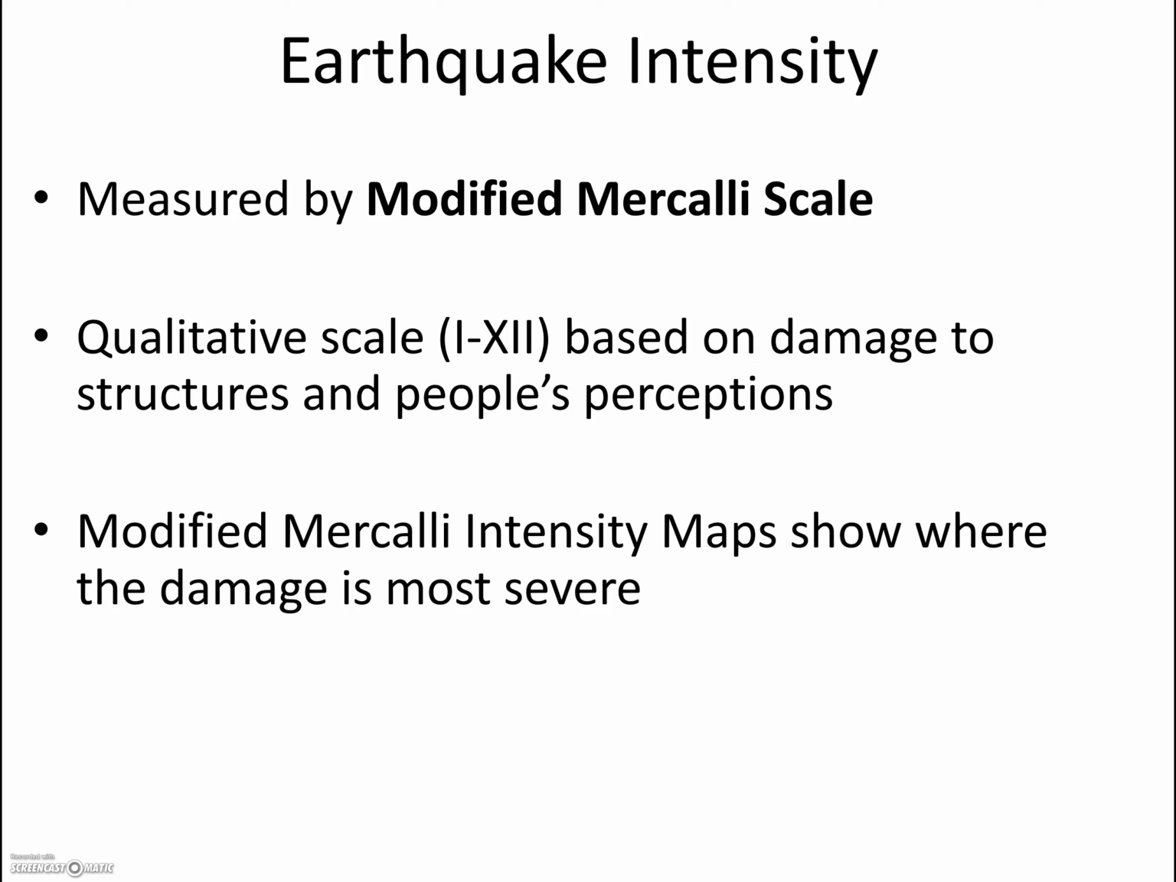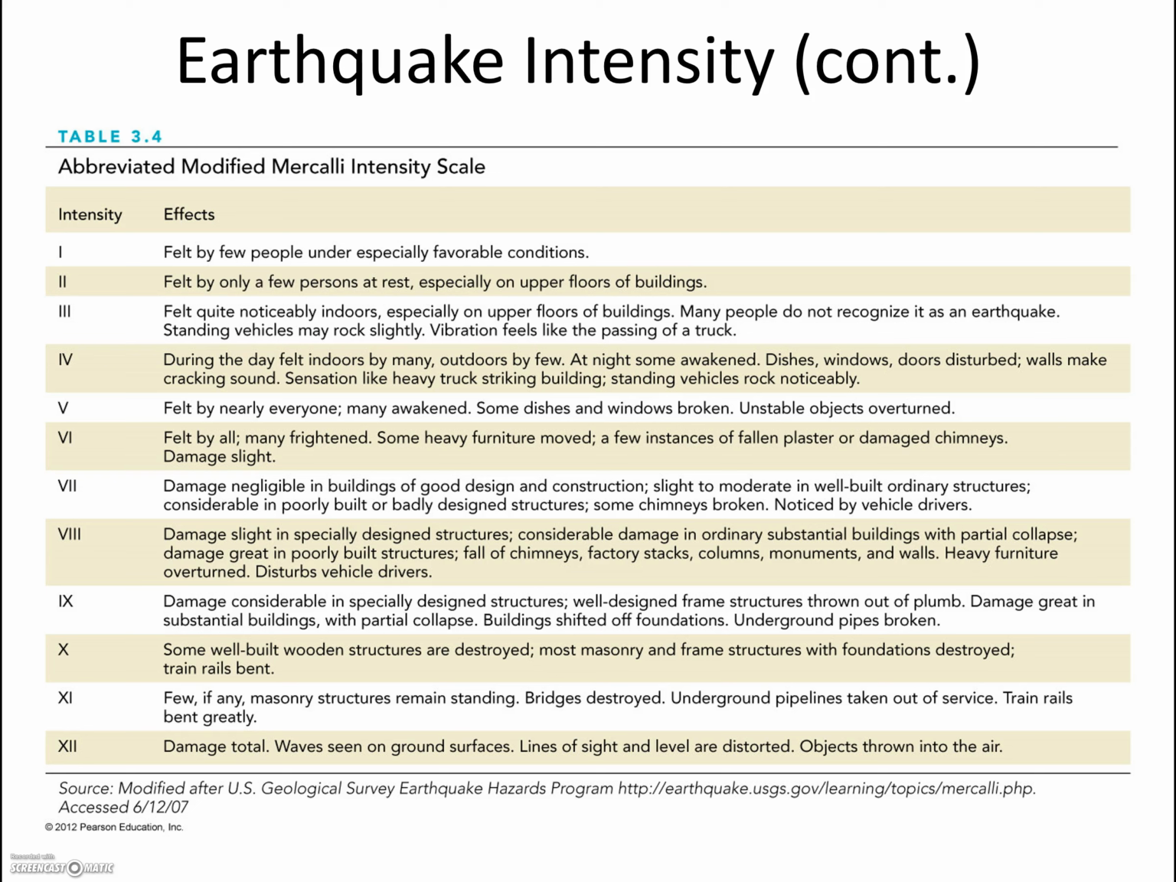Earthquake intensity is measured on the modified Mercalli scale. It is a qualitative scale, 1 through 12, based on damage to structures and people's perceptions. Modified Mercalli intensity maps show where the damage is most severe. This table describes the effects of the earthquake for the different intensity ratings. It goes from not being felt by many at level 1 to felt by all at level 6, to total damage at level 12.